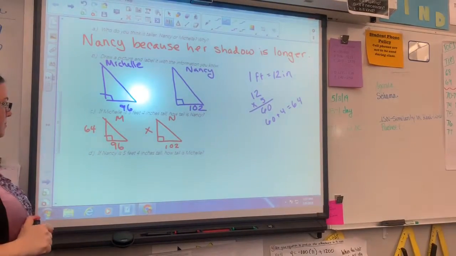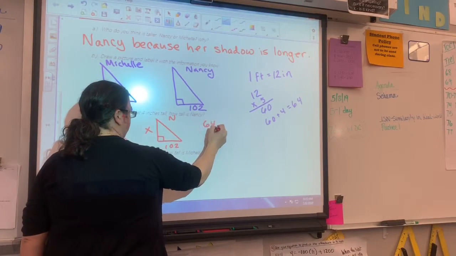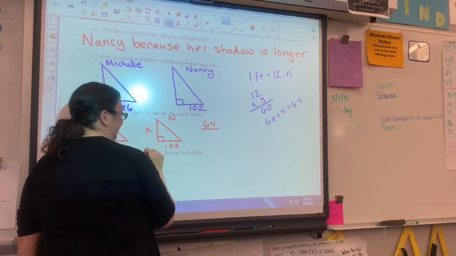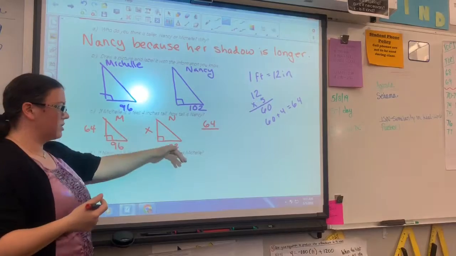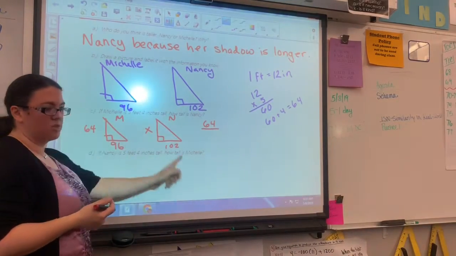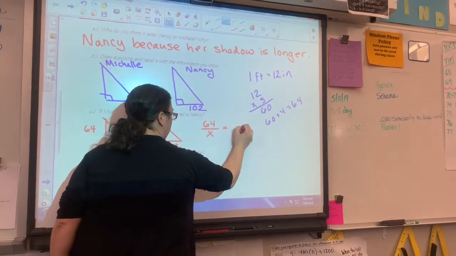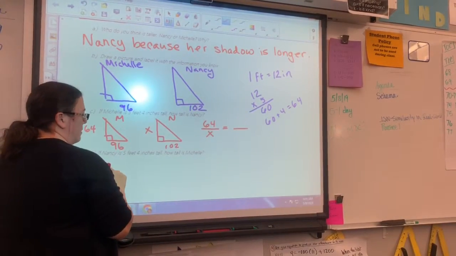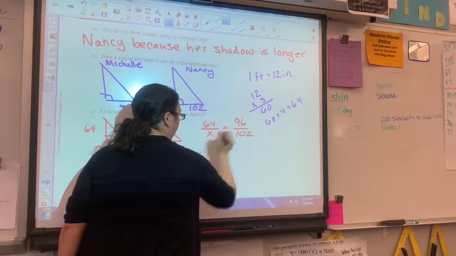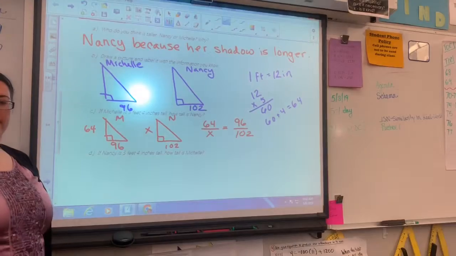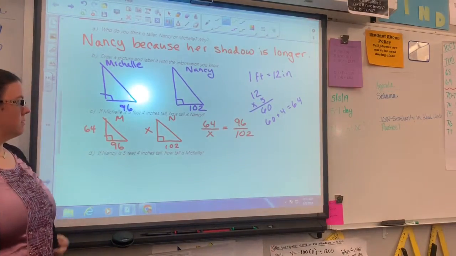You make a proportion. What would I write? We can choose. Do we want to do height over shadow and height over shadow, or height over height and shadow over shadow? Height over height sounds better. So 64 over x, height over height, equals 96 over 102. Since Michelle's height went on the top, her shadow goes on the top. You just gotta match up.